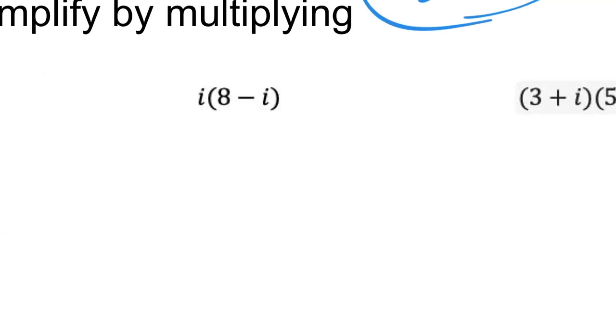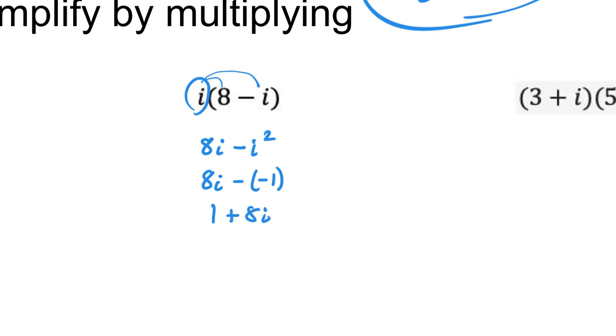i times 8 minus i. I'm going to take that i and distribute it into my parentheses. So i times 8 is 8i. i times negative i is minus i squared. Remember that i squared is negative 1. So I get minus negative 1, which will change my problem to 8 plus 8i. Right? Remember, these two signs negate each other. And I'll just rearrange it for fun.